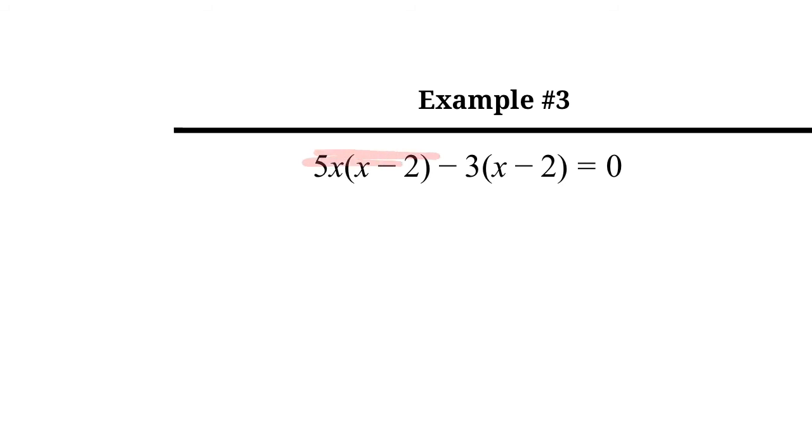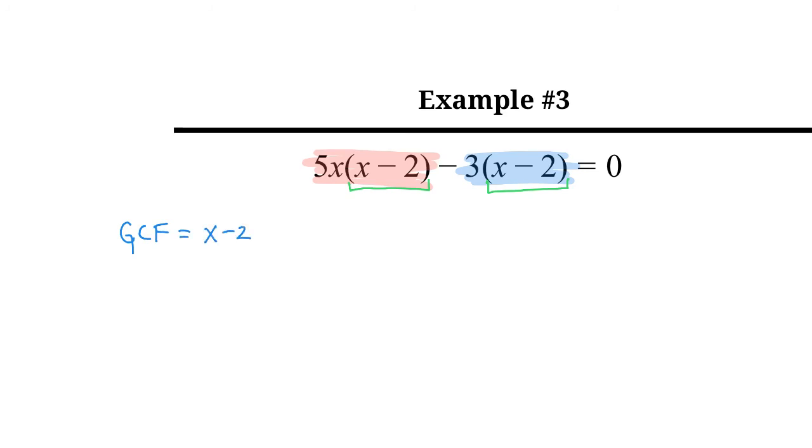So I'm going to color one set in this red color, and I'm going to color this second set in this blue color. So if I look at the first set compared to the second set, is there something that shows up in both of these sets? So what I do notice is that both of them have x minus 2 in common. It shows up in both of these sets of terms. So because of that, I can say that my greatest common factor is actually x minus 2.